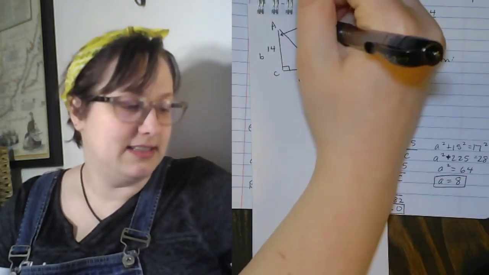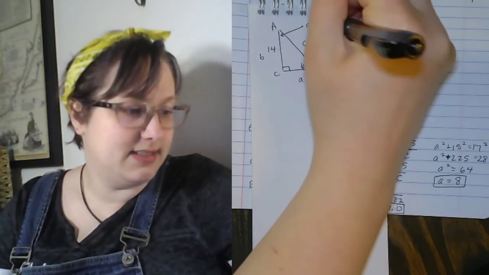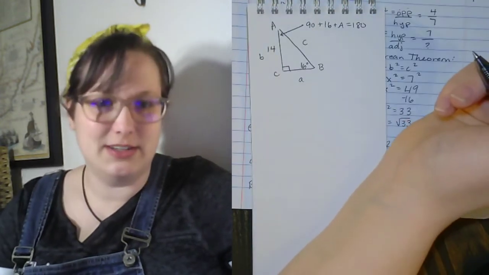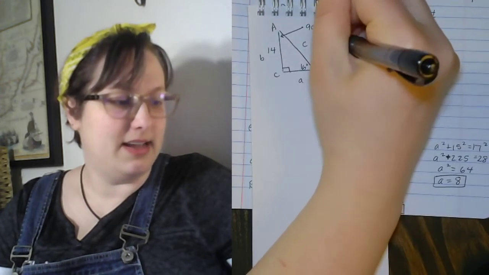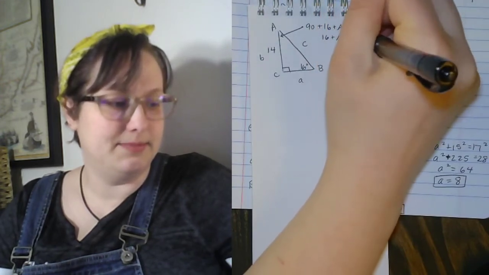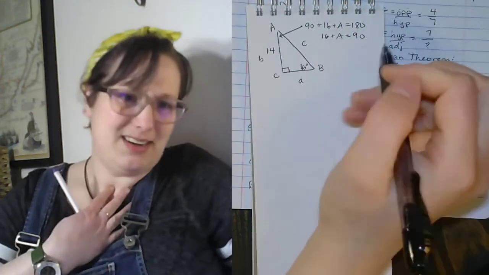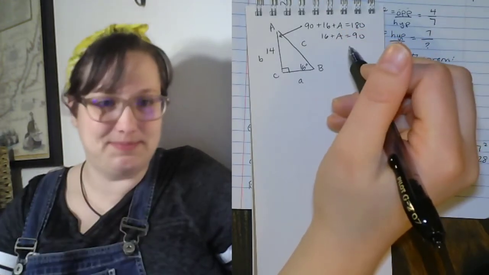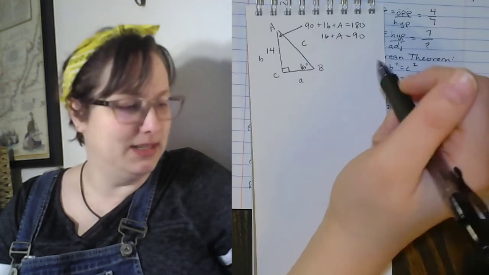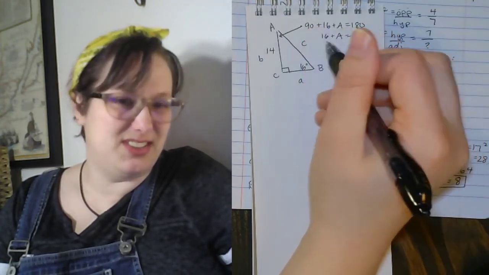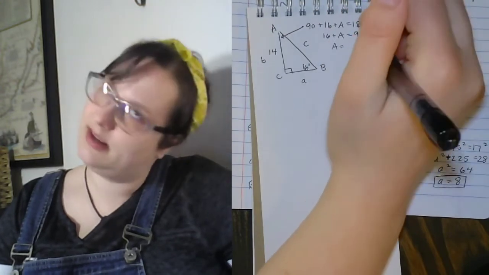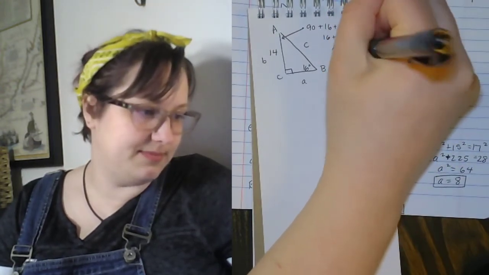So what I'm going to do is I know that 90 plus 16 plus angle A is 180, because that's what a total triangle is. If I subtract the 90, I get 16 plus A equals 90. To be honest, this is probably the step that I usually skip to, because I don't want to deal with subtracting 90 every time. So I usually just start here. And then if I subtract 16, I get A equals 74.